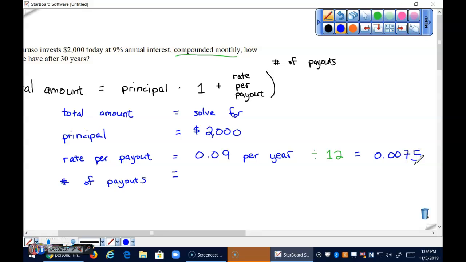So same as before, I have to take my 9% and share it 12 times, so each month gets a little bit of that 9%. Now we have 30 years. That's no good. How many times does this person get their payout?